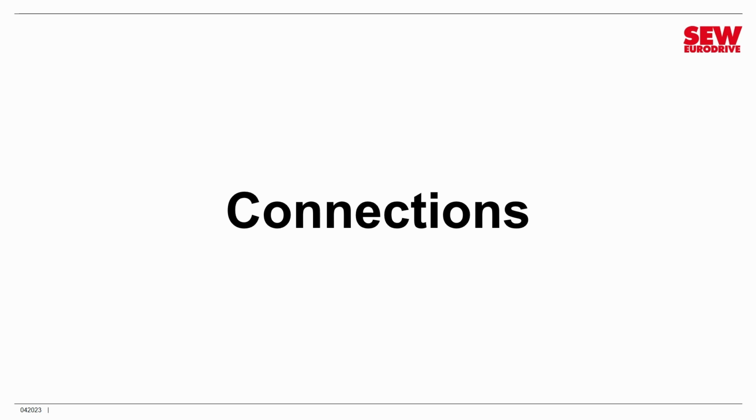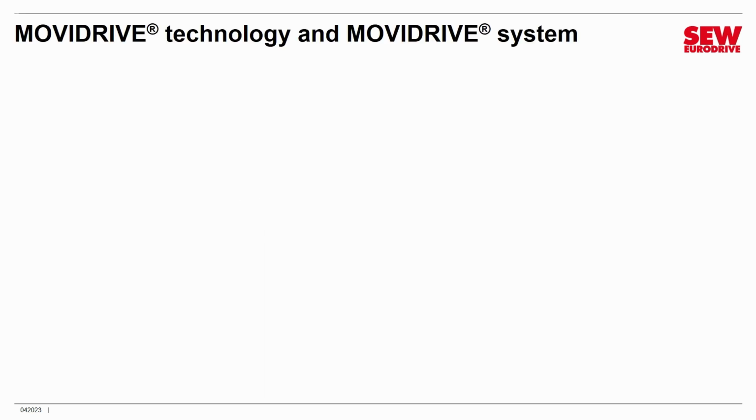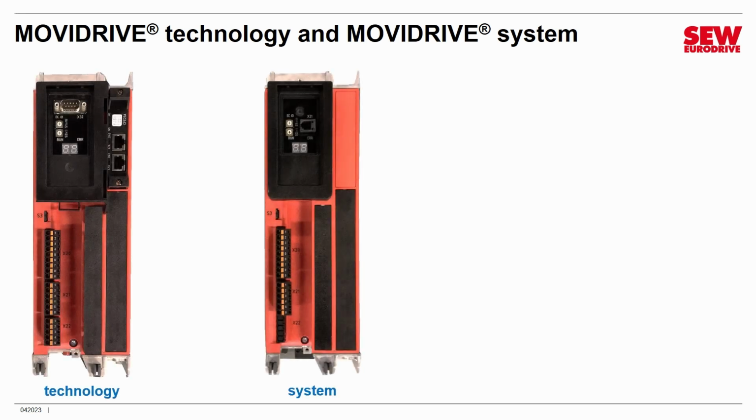Let's talk about the connectors. The connectors on our products are relatively consistent, but there are many of them, and you need to know where they go. Of course, the manuals cover this, but I want to just summarize it quickly. Let's look at MOVI Drive Technology and MOVI Drive System. They have more or less the same connectors. They're very similar products. So let's start with the front.